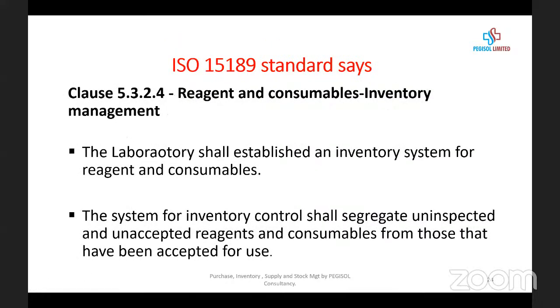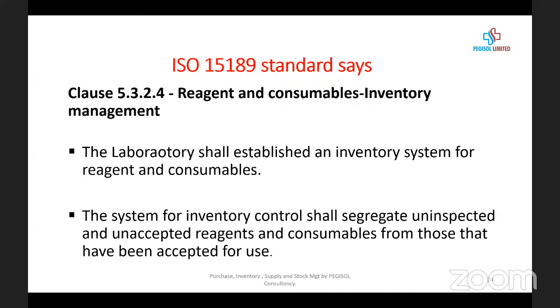So let's look at, okay, this is the ISO 2012. These are the clauses that address reagent and consumable inventory management. Well, this has changed with the new 2022, but it is almost the same. So the laboratory shall establish an inventory system for reagent and what? Consumable. So the organization must establish an inventory system. All these things we have been discussing are things that you can put in place to establish what? An inventory system.